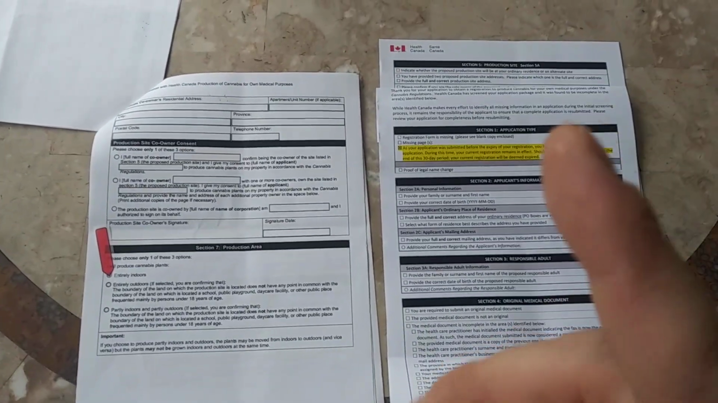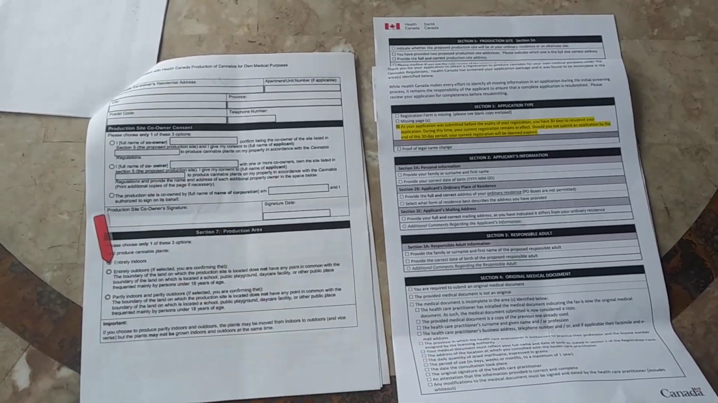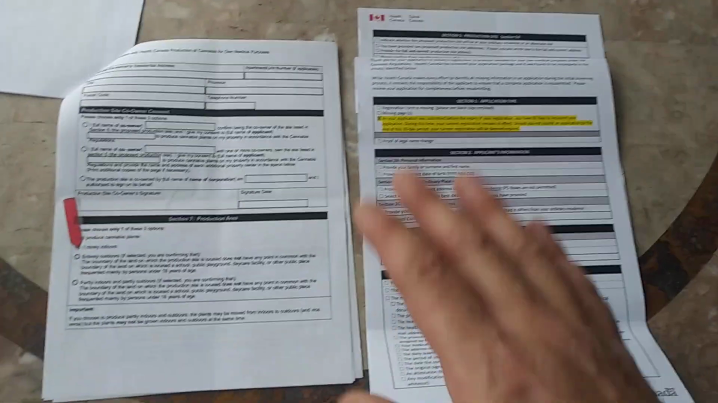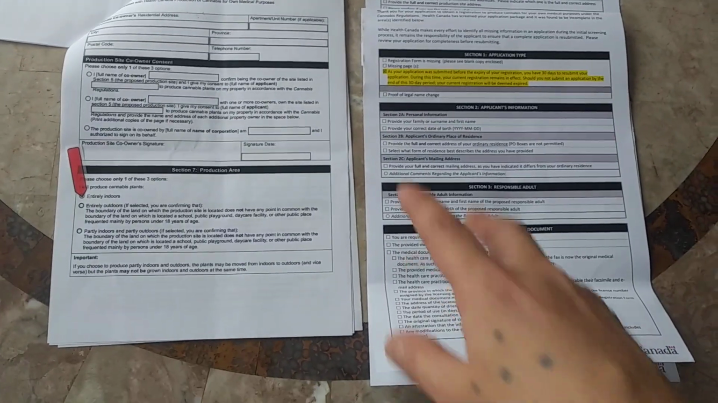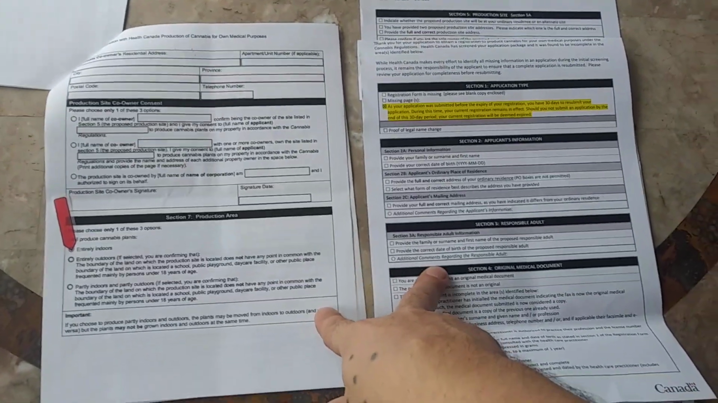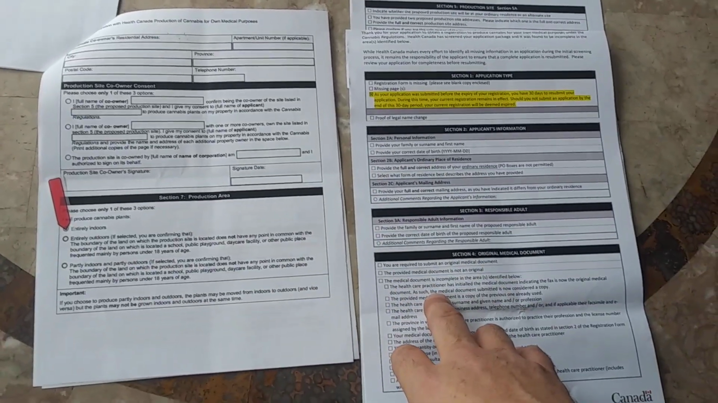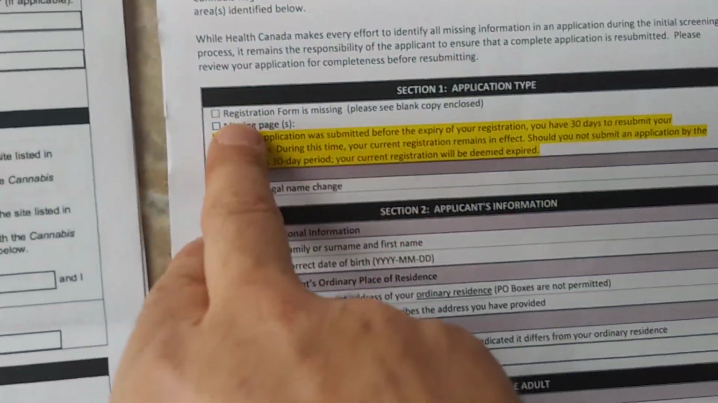Today I wanted to talk to y'all about what happens if you mess up your medical cannabis application with Health Canada. Okay, it's happened to me before, and this is exactly what happened, especially when they changed over from the old application to the new application. I had a few issues here and there, and they did exactly this. So what would happen is, they'll send it back.